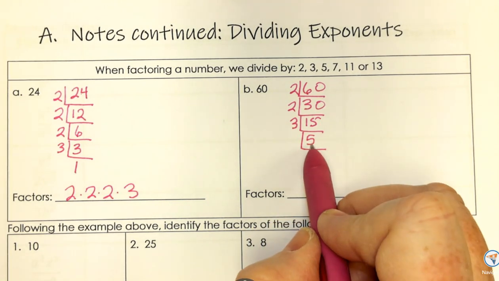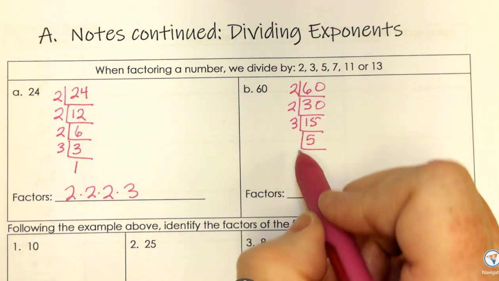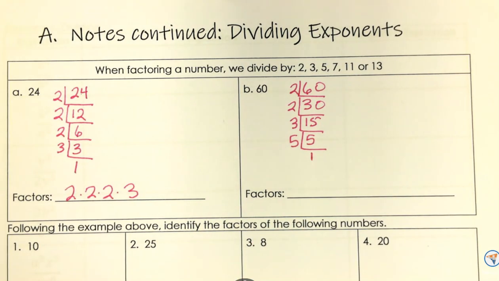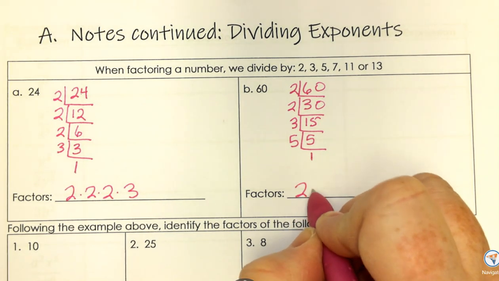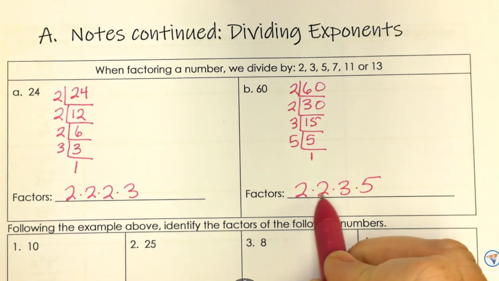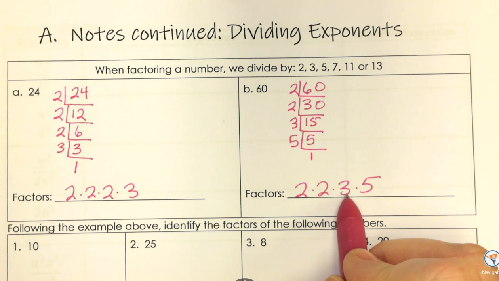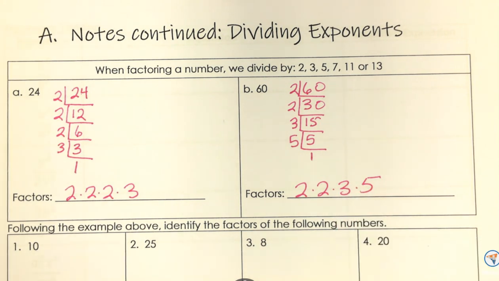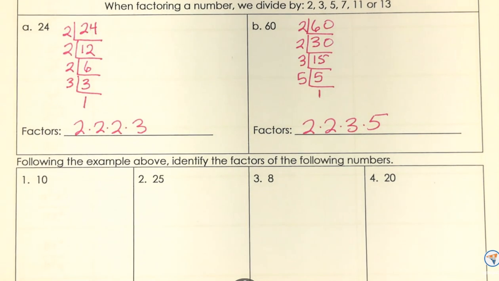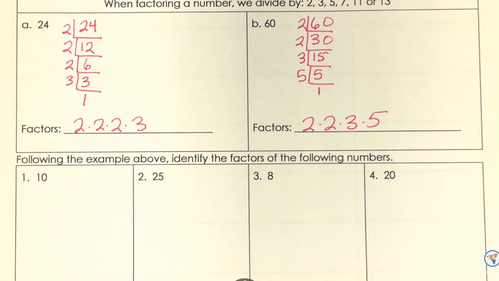Is 5 divisible by 3? It's not. So we're going to go to the next number. Is 5 divisible by 5? Yes, it is. 1 means you're done. So if you double check, 2 times 2 times 3 times 5. 2 times 2 is 4, times 3 is 12, 12 times 5 is 60. These are the numbers you multiply together. So what I'd like you to do, pause the video, give these a try, and then we'll check.